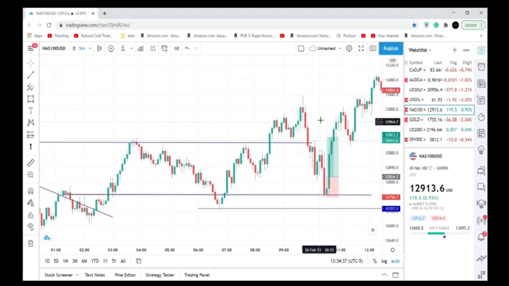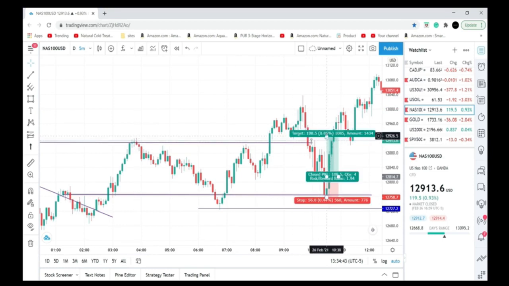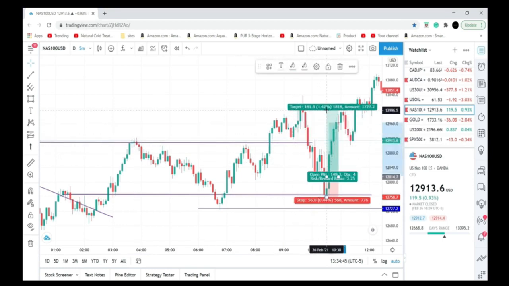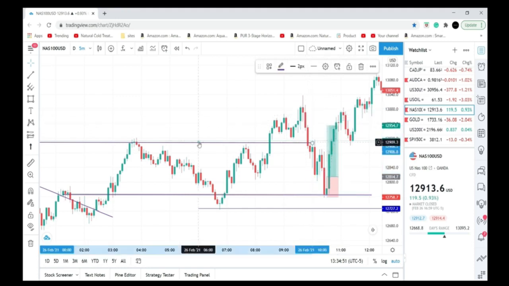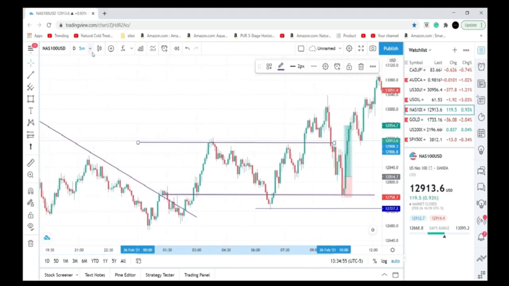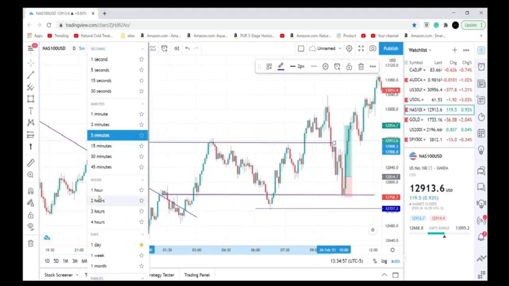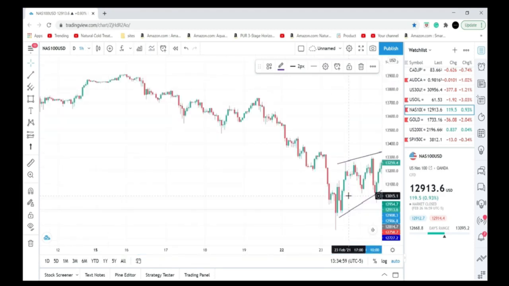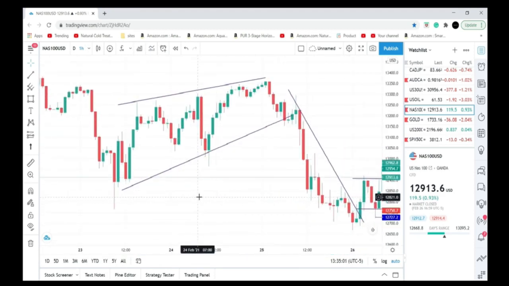I probably could have held all the way to here, the top, but I got out at that left shoulder just for quick profits. But minimum, I probably should have gone at least right here to this level. All right, but overall, that was the trade. And if you go to the 1 hour, this was a nice level.